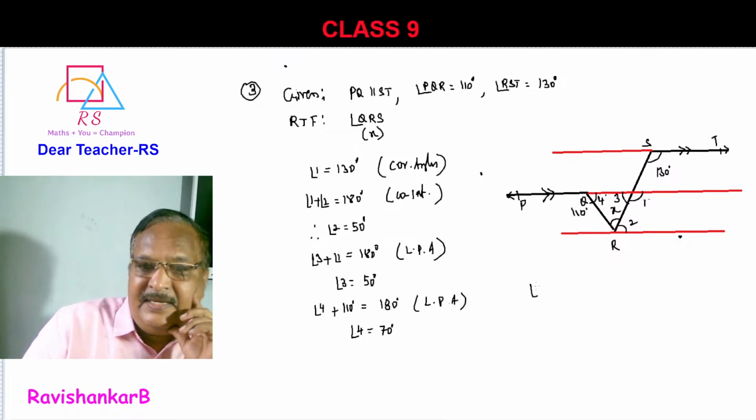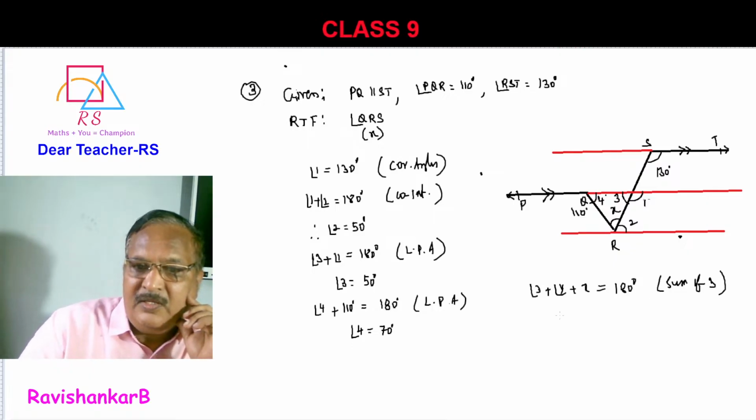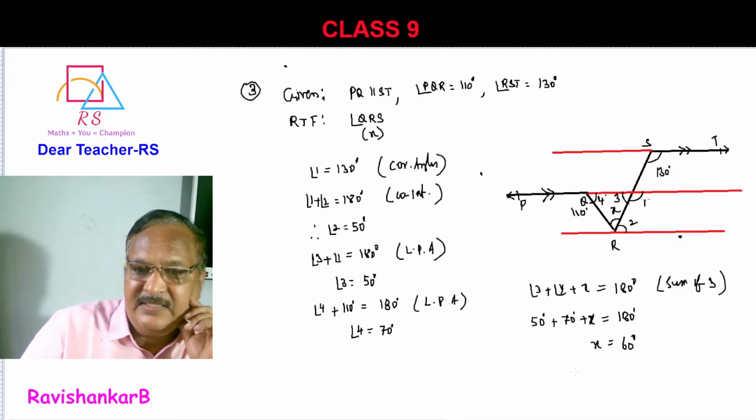Now angle 3 plus angle 4 plus angle x is equal to 180 degrees, sum of 3 angles of a triangle. So 3 is how much? 50 degrees, and 4 is how much? 70 degrees, and x is equal to 180 degrees. So x is equal to 180 minus 120, 60 degrees. So that implies angle QRS is equal to 60 degrees.